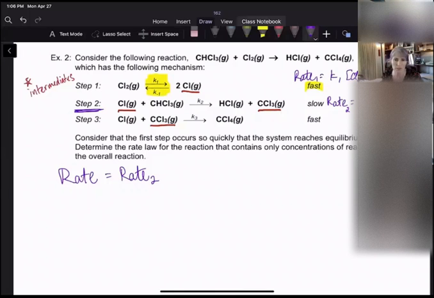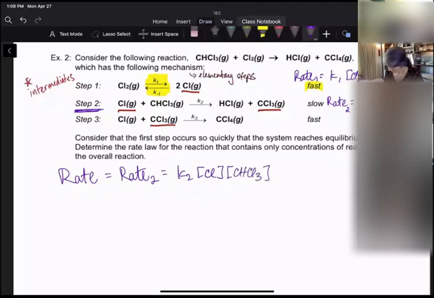Now, given that these are steps in a mechanism, what are we assuming about them? We are assuming that these are elementary steps. That means that our rate is written as the stoichiometry. The hope with a mechanism is to propose something that is a series of elementary steps of how things actually react together, in which case that stoichiometry would be valid. But here we have our intermediate, so we'll need to get rid of that.